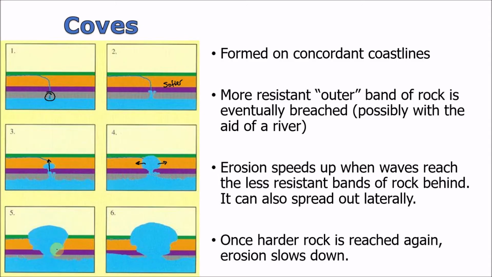Eventually what will happen is probably that erosion will continue until it reaches some harder rock behind. So in this case, this lighter coloured rock here might be a little bit harder, and therefore that rate of erosion is going to slow down or even stop. Again, forming that classic kind of cove shape, a narrow entrance to the cove here, and then that wide, almost circular shape to the cove here.